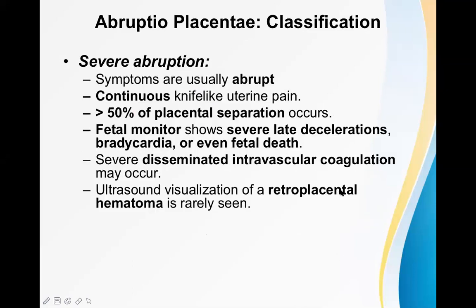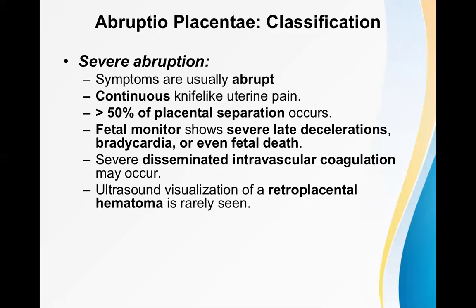Now the last one is severe abruption. In this condition, the symptoms are usually abrupt. There is a continuous knife-like uterine pain because the condition is severe, and definitely more than 50% of the placental separation occurs. Sometimes even 80 or 90% of the separation occurs, and there is a real danger to the baby. It will show severe late deceleration, meaning it is going towards fetal bradycardia, and bradycardia can also already occur.